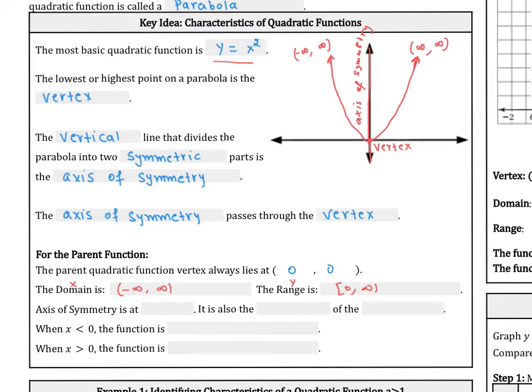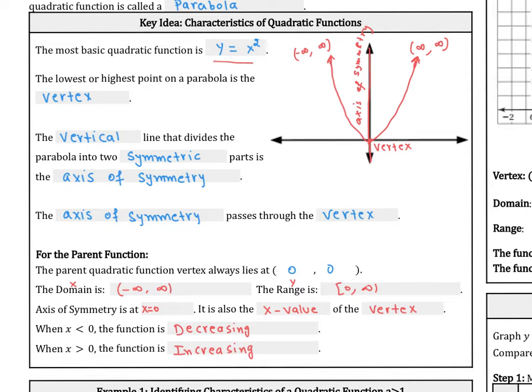Now for the x values, you're going to get negative infinity to positive infinity as the domain. For range, you're going to find out what the y value is, where it starts from and where it goes. So the y value starts from 0 and it goes all the way to infinity. So the range is 0 to infinity. The height of the graph starts from 0 and goes up and up and up, which means positive infinity.